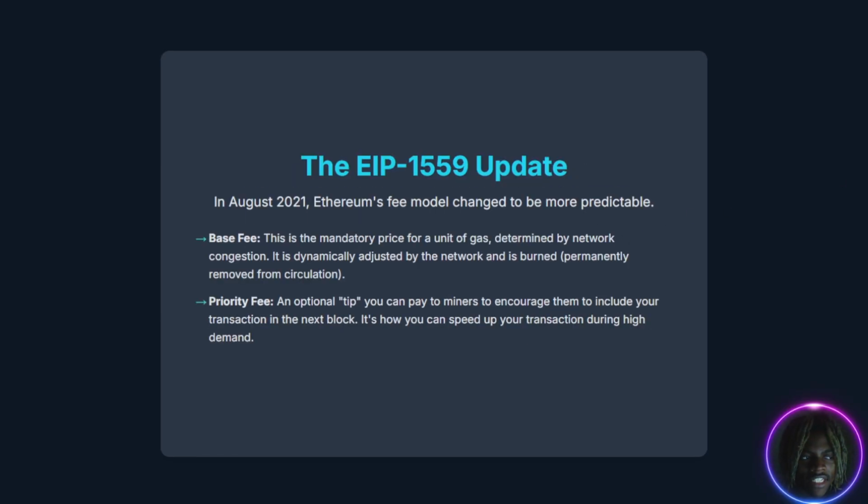In the EIP-1559 update in August 2021, Ethereum's fee model changed to be more predictable. The base fee is the mandatory price for a unit of gas determined by network congestion. It is dynamically adjusted by the network and is burned, permanently removed from circulation, okay? And the priority fee is an optional tip you can pay to miners to encourage them to include your transaction in the next block. And once again, it's going to be the crypto miners, so computers are required in order to mine cryptocurrency. And it's how you speed up your transaction during high demand.